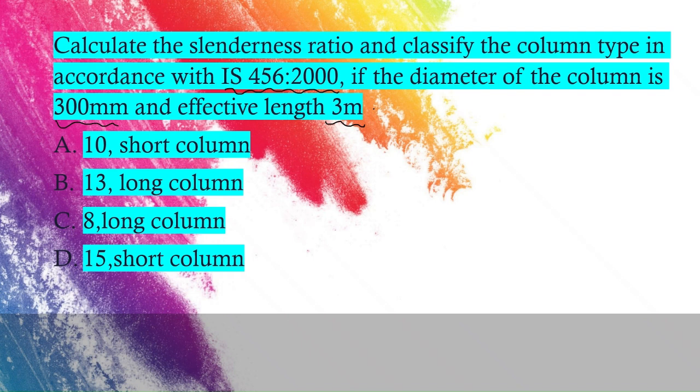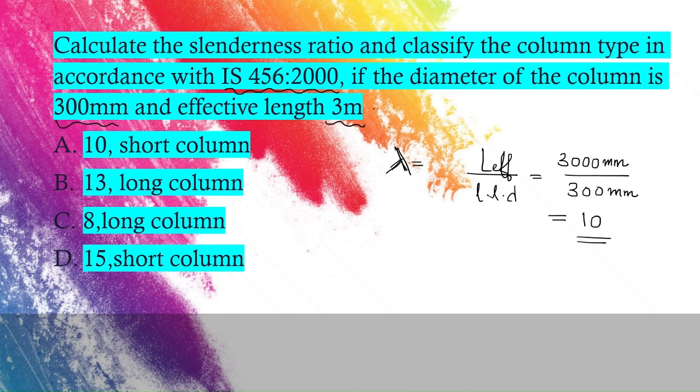Okay. And the equation for slenderness ratio, which can be represented using the letter lambda, is equal to effective length divided by least lateral dimension. Here effective length is given as 3 meter, that is 3000 mm, and the least lateral dimension in this case is 300 mm since this is a circular column. Okay, and our slenderness ratio is 10.